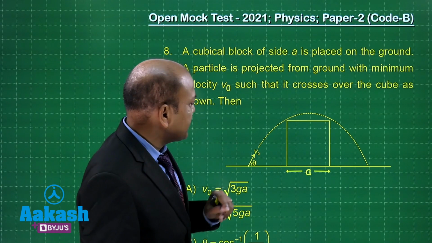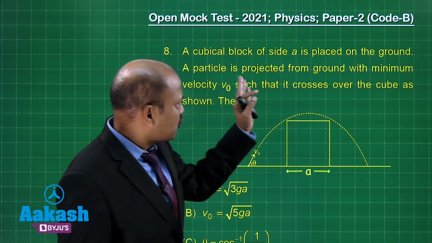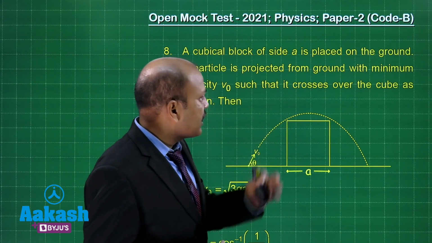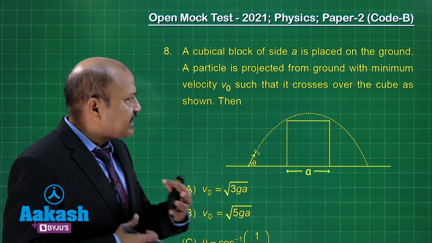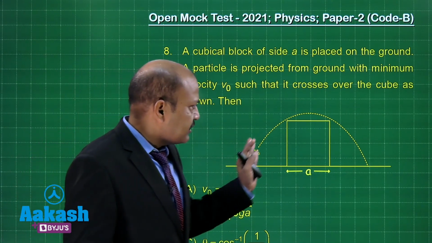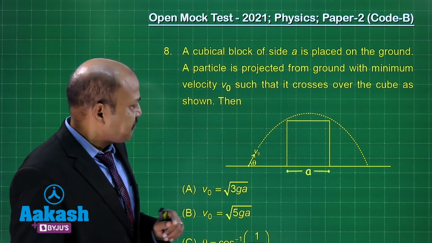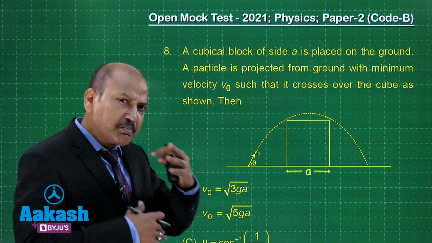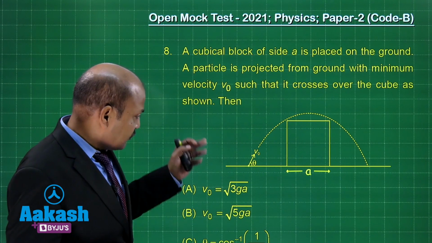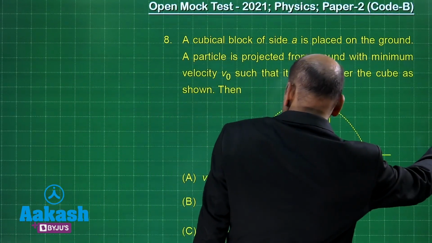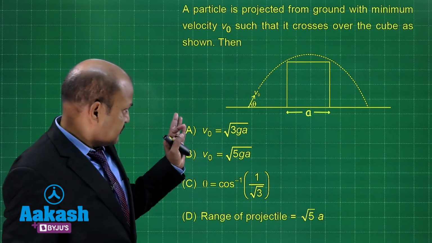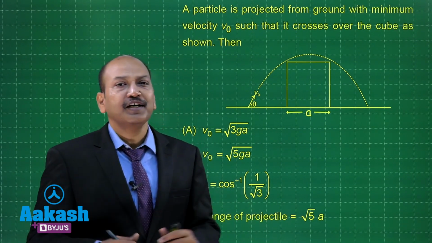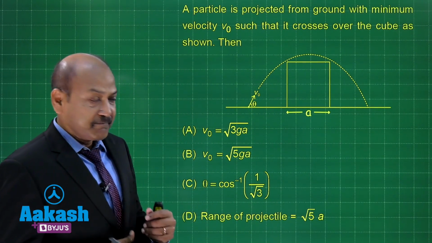And this is based on projectile motion. Question says a cubical block of side a is placed on the ground. A particle is projected from ground with minimum velocity v0 such that it crosses over the cube as shown, and the trajectory of the particle has been shown. It just clears the edges of the cube and the speed is minimum in that case. Now, there are options with respect to the speed of projection v0, the angle of projection with horizontal theta, and also the range of projectile. So let us now start solving.